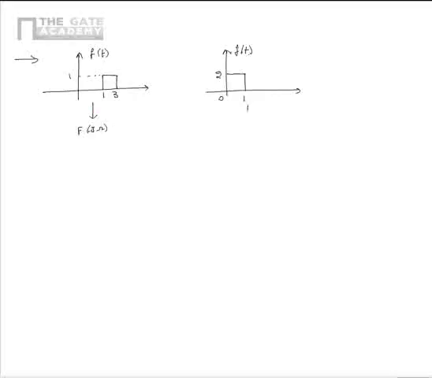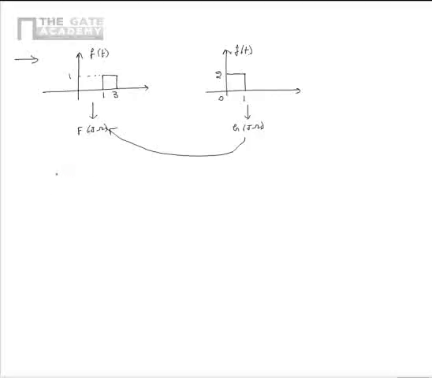Now, let us consider another problem as a part of which there are two signals f(t) and g(t) given. Both the signals f(t) and g(t) are continuous time and non-periodic signals. Also, please note that g(t) is a derived version of f(t). It's given that the Fourier transform of f(t) is F(jω) and the Fourier transform of g(t) is G(jω). We have to find G(jω) in terms of F(jω).